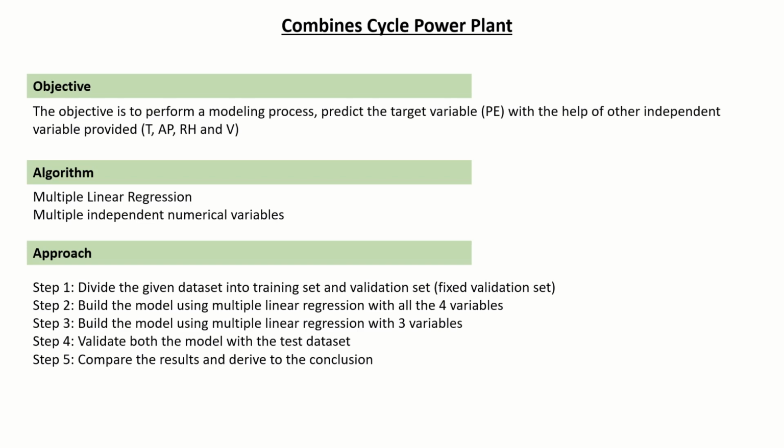There are four different independent variables given. The first model we will develop with all four independent variables. After that, with the correlation of the target variable with the independent variables, we will select the best suited independent variables and build another model with only three variables. And we will validate both models with the validation data set. And finally, we will compare the results and derive the conclusion.